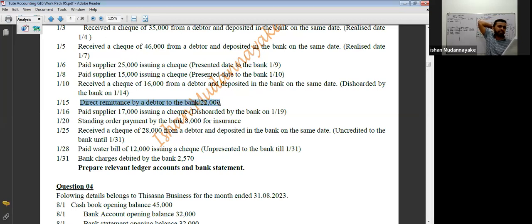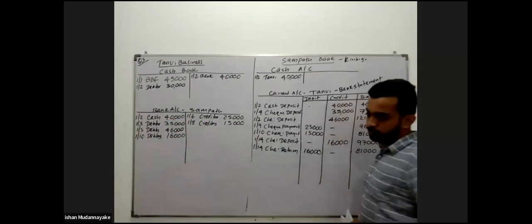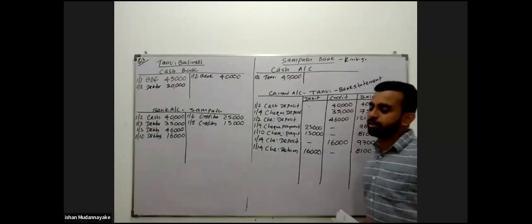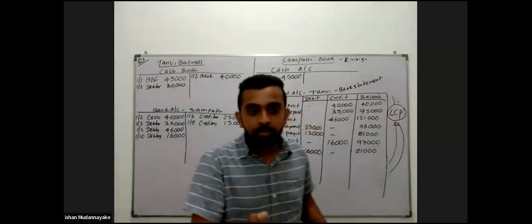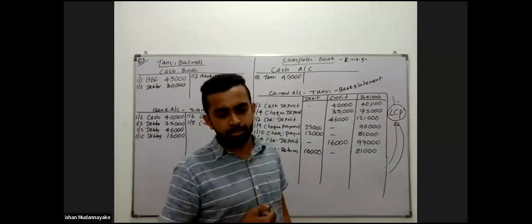What do you mean by direct remittance? Direct receipt. Here, one of the customers directly deposited cash into our bank account. For example, you deposit class fees to my account. That is a direct remittance.